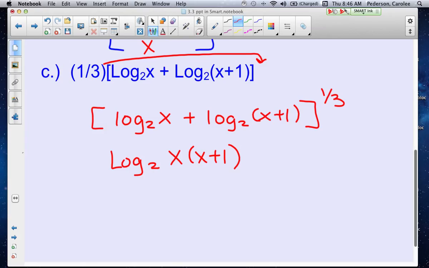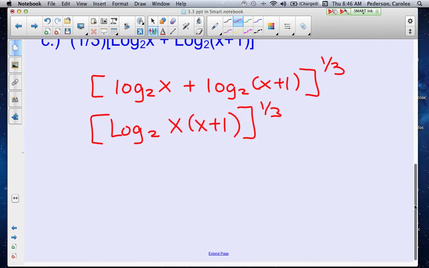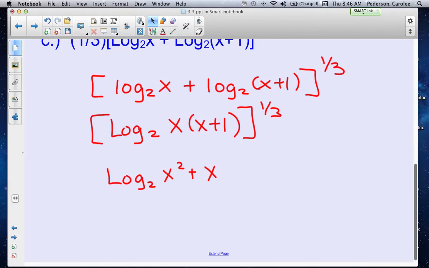Can you distribute them? Yes, you can. I would. And then what's that 1/3 mean? To the cube root. And then cube root this. Cube root. All right. So that is the opposite of what we did yesterday in our lesson where we expanded them out. Now we're condensing them back together.